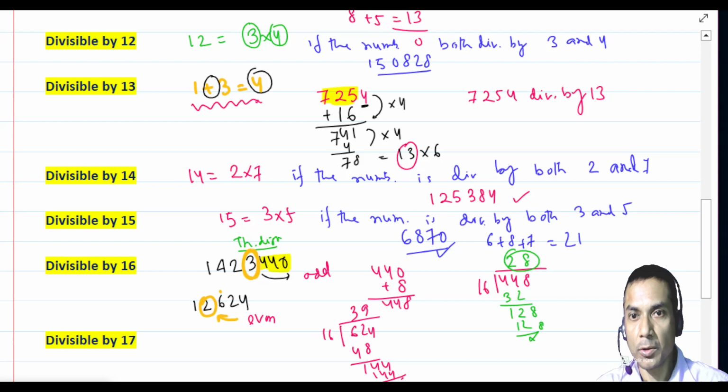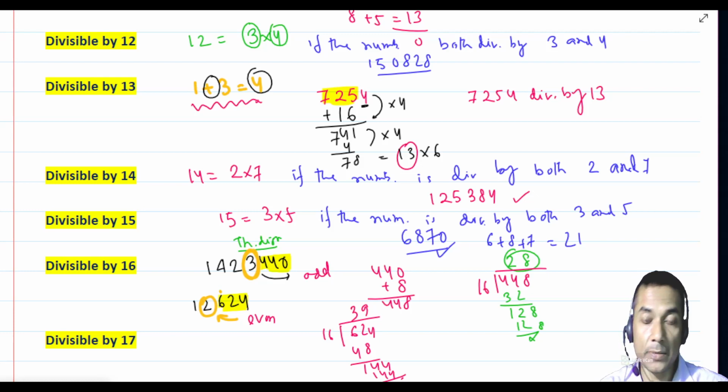So what you have to do? You have to consider the thousands digit. If it is even, then you have to divide the last 3-digit number with 16. If it is divisible, then the entire number is divisible by 16.